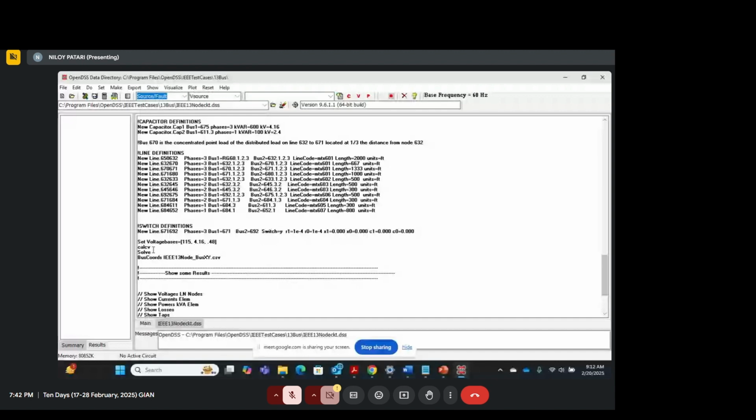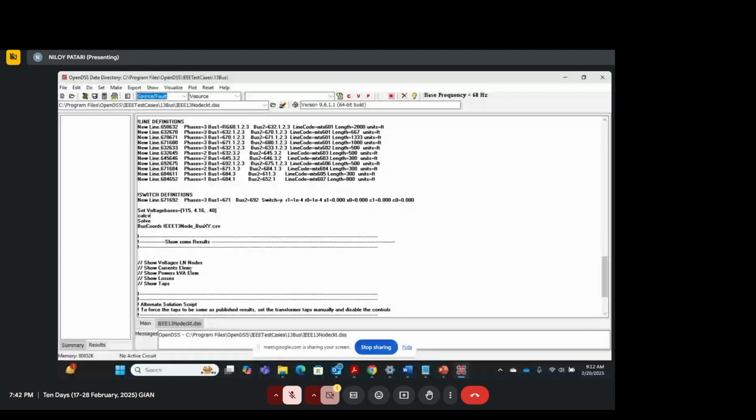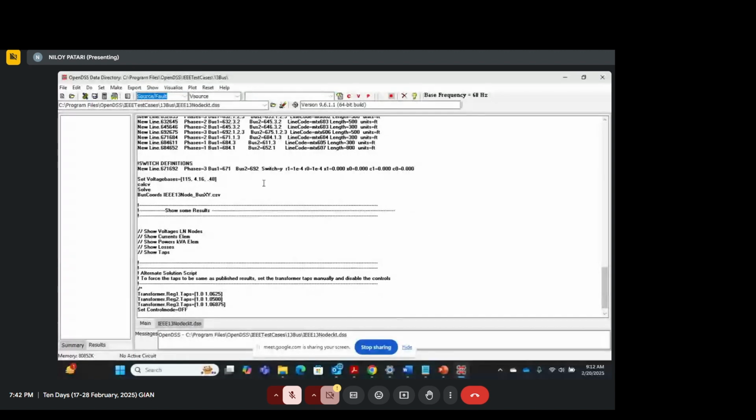Then you have calcv. What calcv and solve do is solve the power flow. Then you have this bus coordinates CSV file. It's a particular file given by OpenDSS. It comes with every test case, I think, and it shows a plot of the whole feeder. So I'll show you what it is. Okay, so now you have this.